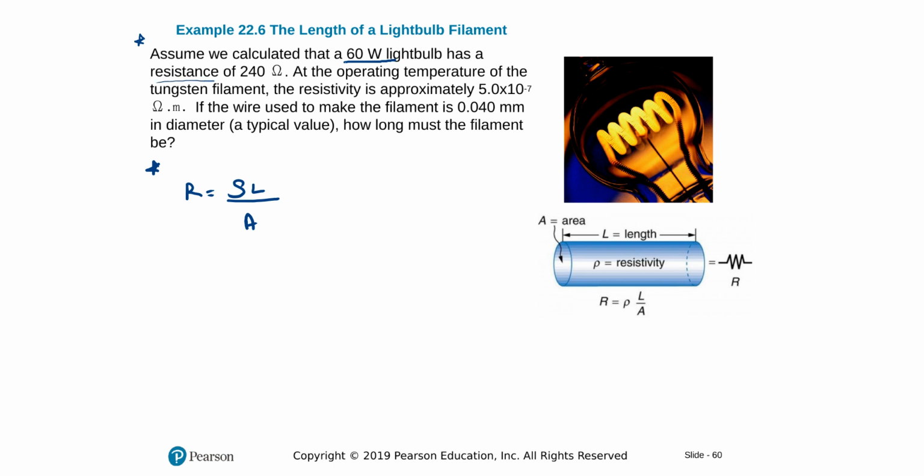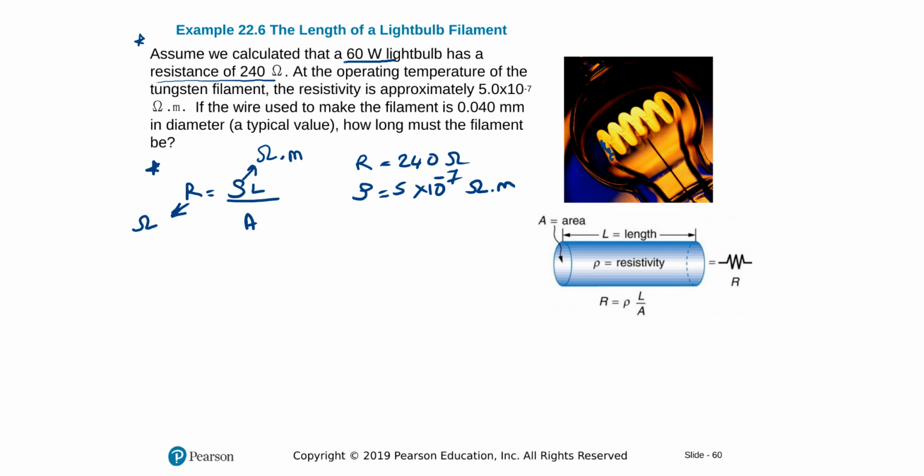We are also given a resistance R, 240 ohms, of this light bulb here. It will have a resistance because it has wire across. At the operating temperature of the tungsten filament, the resistivity is about 5 times 10 to the minus 7 ohm times meter. We are given the resistivity. The unit of resistance is ohms, we use the Greek letter omega for that, and resistivity is ohms times meters.